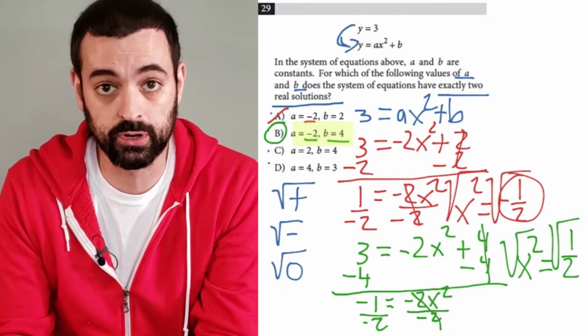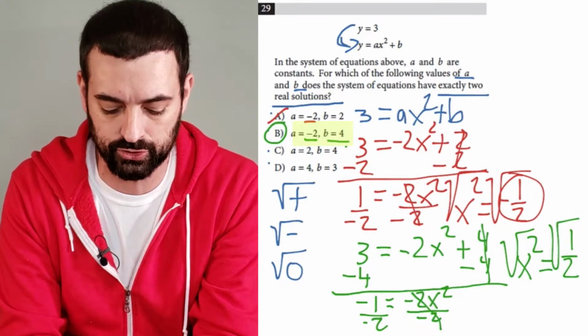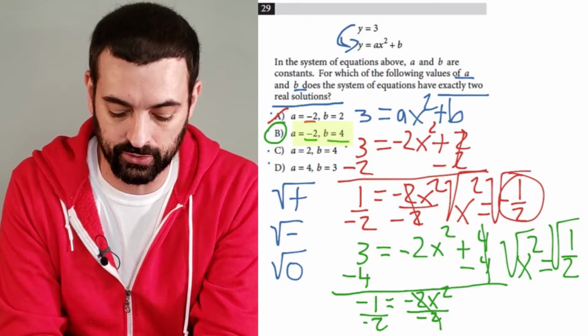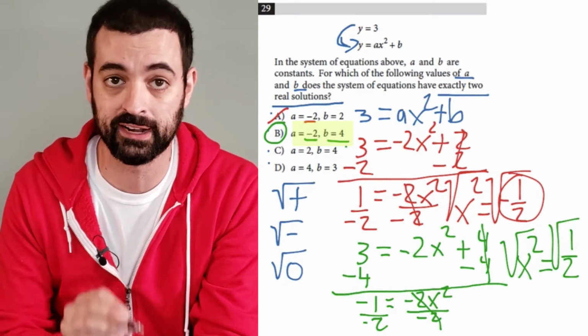Now, some of these other answer choices, you could go through and do the same thing if you want. I think C gives you no real solutions. D, I think, gives you 1 real solution, which is 0, but you can stop as soon as you have a positive under the radical.